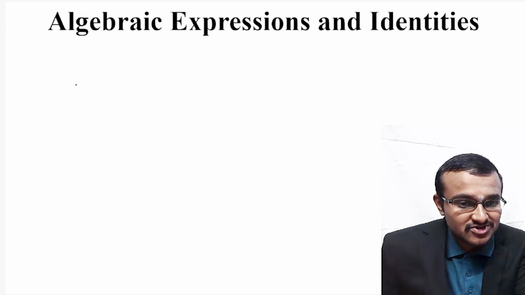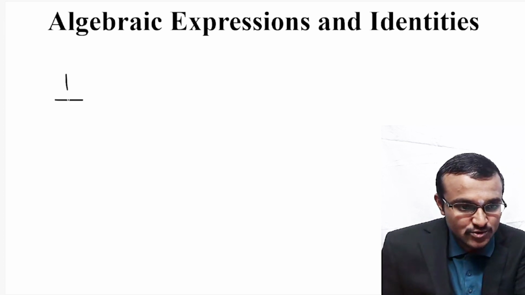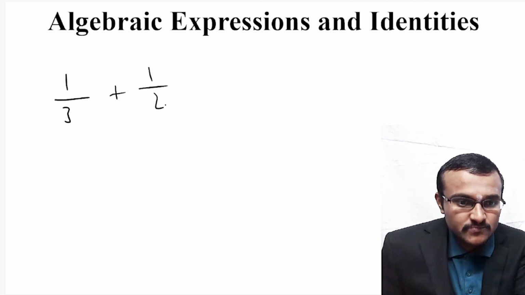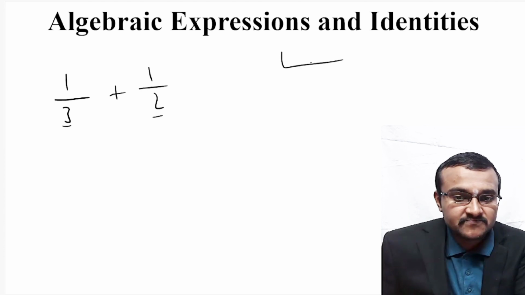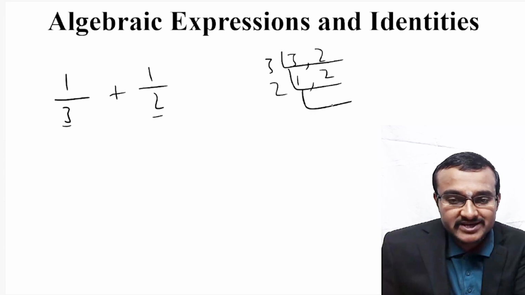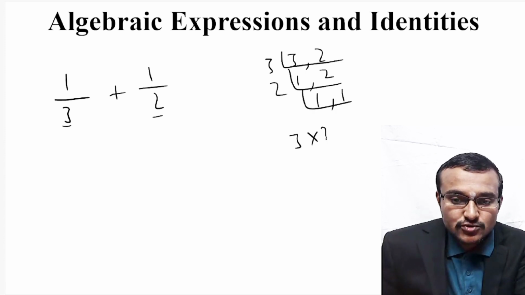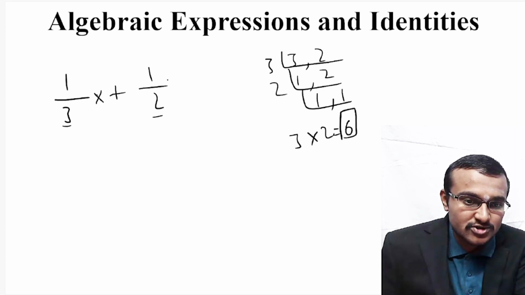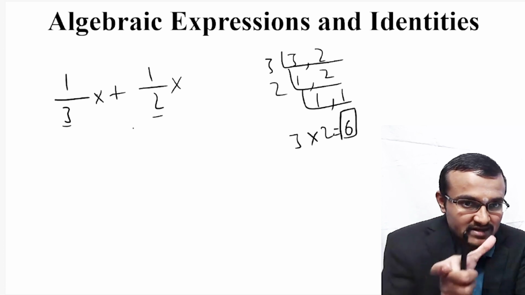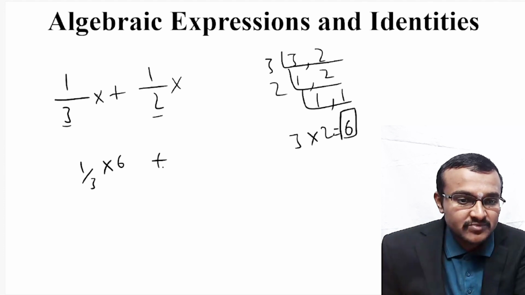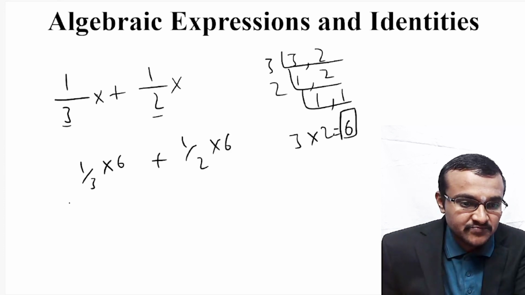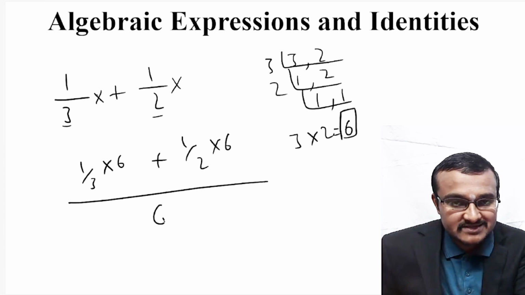Whenever you are adding two fractions, let's say you have 1 by 3 plus 1 by 2, then you should always take the LCM of the denominators. Here 3 and 2 are there. LCM of 3 and 2 will be 3 into 2, which is 6. This LCM you should multiply with 1 by 3 and also with 1 by 2 and add together, and the whole should be divided by 6. That is 1 by 3 into 6 plus 1 by 2 into 6, whole divided by the LCM 6.